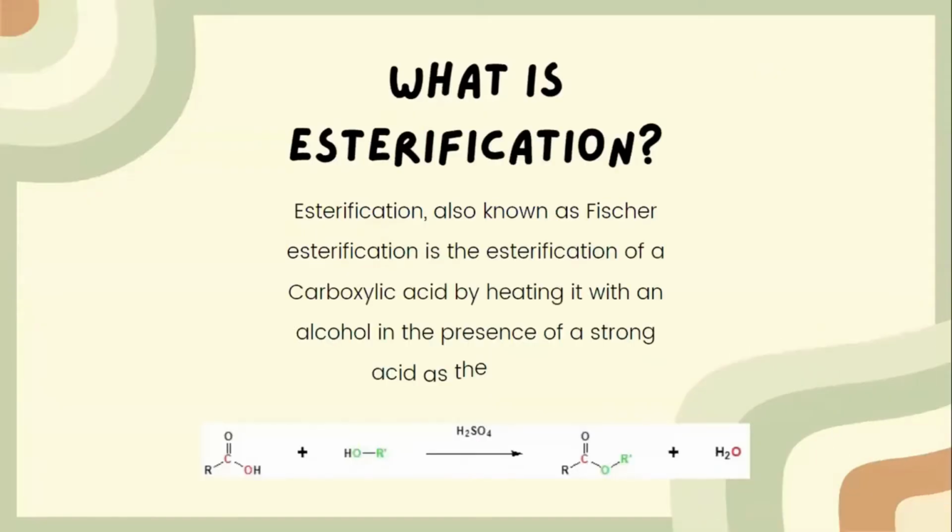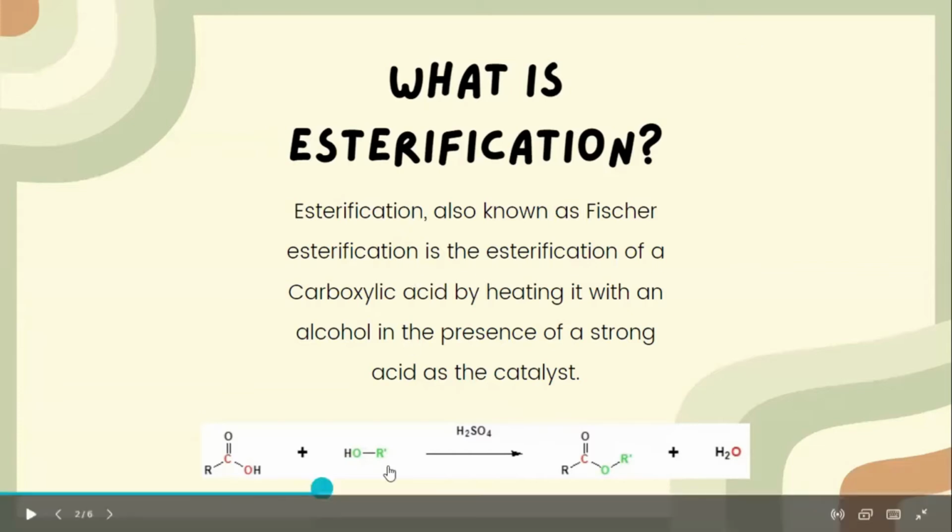So first of all, what is esterification? Esterification, also known as Fischer esterification, is the esterification of a carboxylic acid by heating it with an alcohol in the presence of a strong acid as the catalyst. As you can see below, we have the mechanism for esterification.